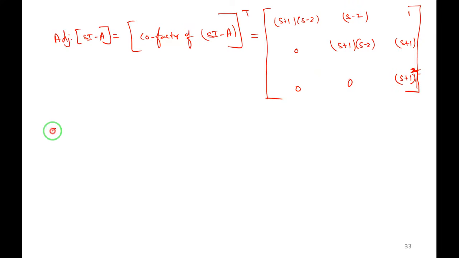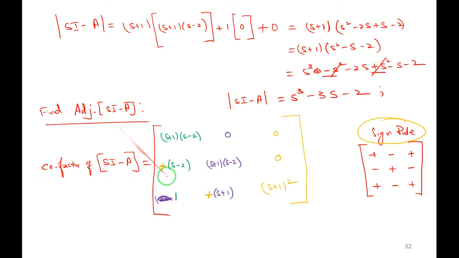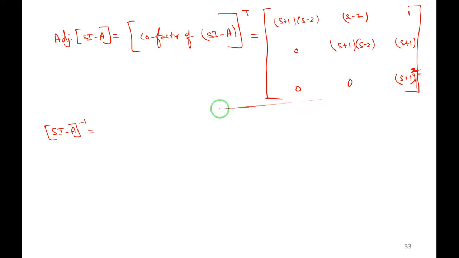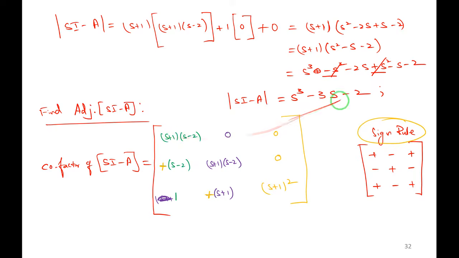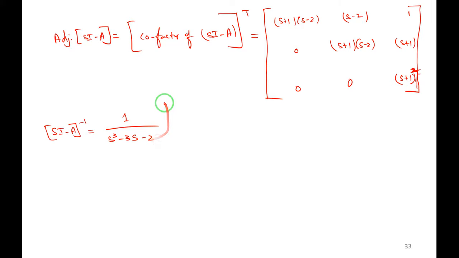So, (sI minus A) whole inverse. So, 1 by the determinant. What determinant did we get? This is 1 by this determinant, S cube minus 3S minus 2, into the adjoint of the matrix. The adjoint is this one here, right? Let me simplify and write it, or directly, okay, let me multiply and write it.